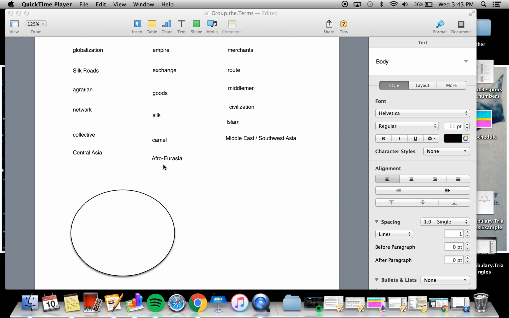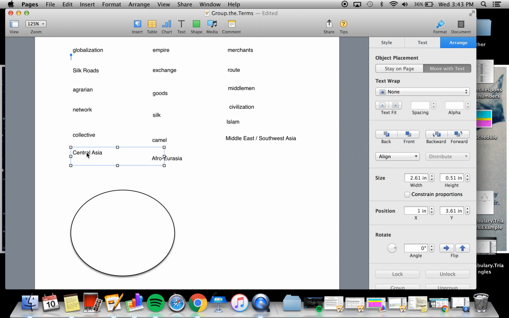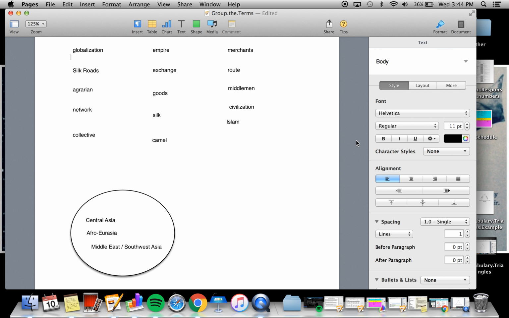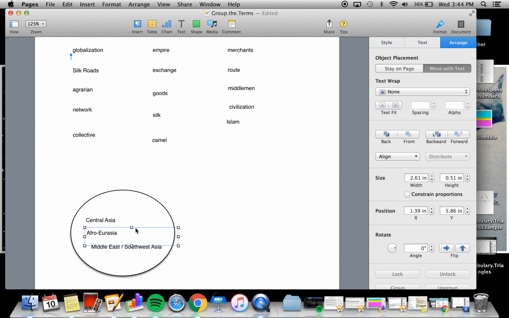So this strategy is actually pretty simple. You need to start by putting a circle on your page, and in the circle you're going to put any words that relate. So when I look at this, the first thing that pops out to me is Central Asia, Afro-Eurasia, and Middle East / Southwest Asia. Those are all places, and they're all places along the Silk Road.